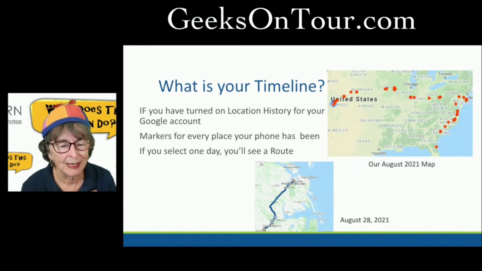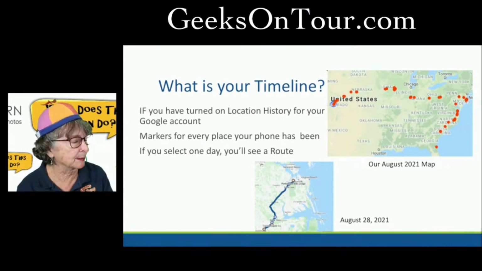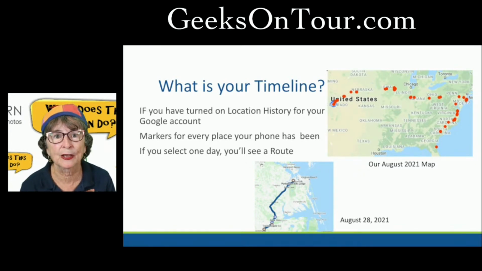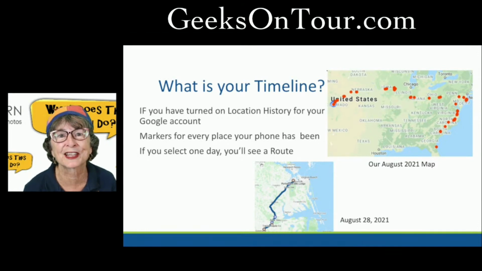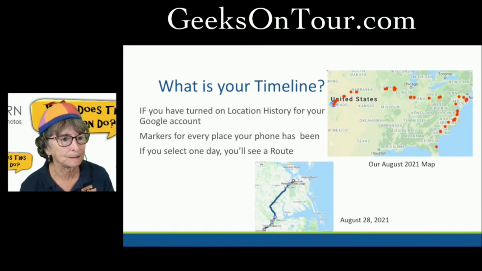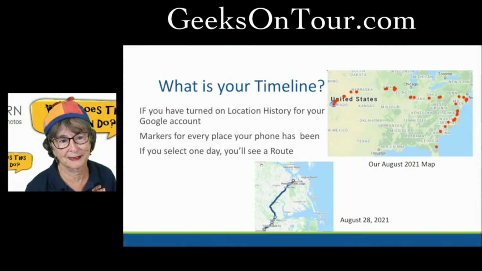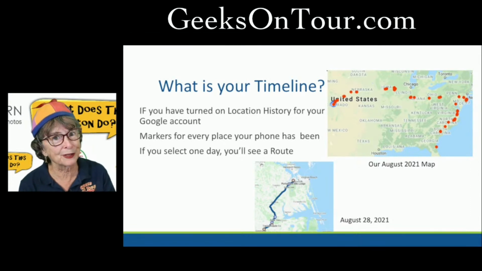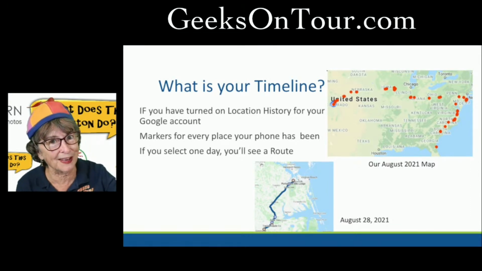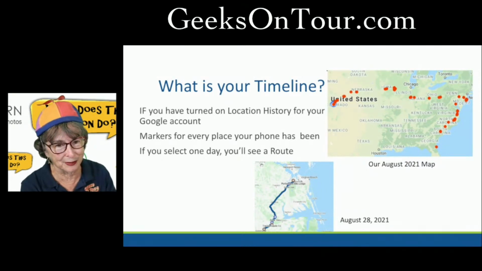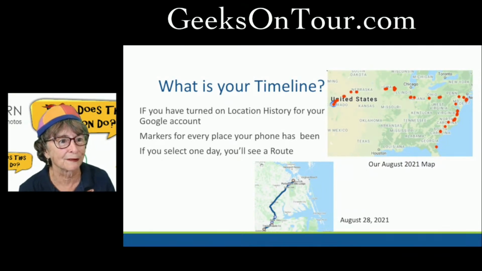Don't know. Okay, next comes timeline, the other hidden feature of Google Maps that I think everybody should know about. First of all, what is it? It shows everywhere your phone has been. I started to say everywhere you have been, but no. If you give your phone to somebody else, it's going to show where they've been. Or if you left your phone somewhere, it shows where your phone has been.